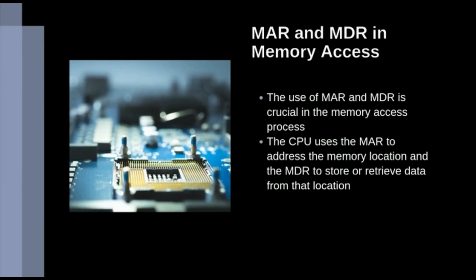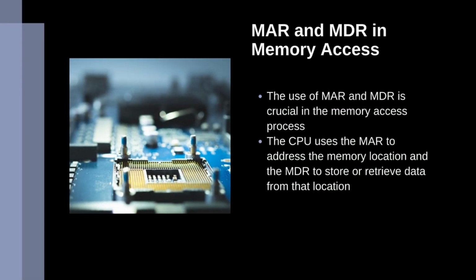Let's discuss how MAR and MDR are used in memory access. The CPU uses the MAR to address the memory location of the data to be accessed or written. The memory unit then retrieves or stores the data at the location using the MDR.